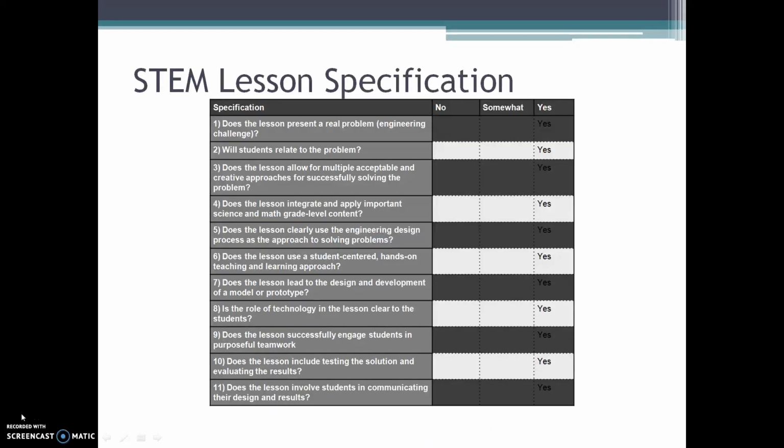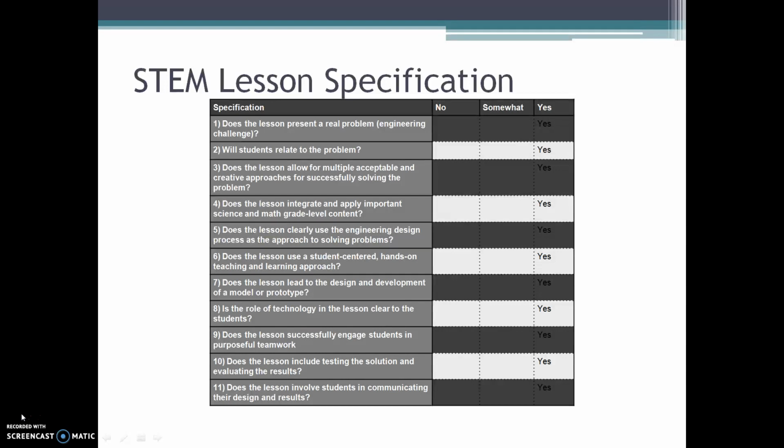In my specifications, for the STEM lesson specifications, I believe that for every specification, the activity would be in the yes category. For number 1, I would present it in a real-world problem. Number 2, students have all used flashlights before. For number 3, every group would hopefully have a different type of flashlight that they would be building.